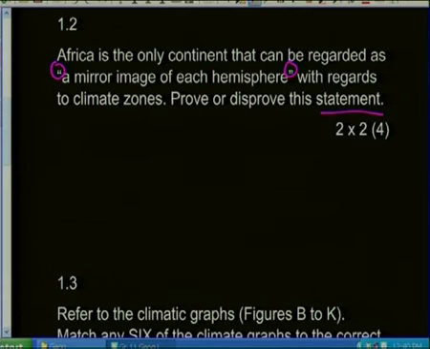And because we are asking you a 2 times 2 question, it means you're going to give us an answer and elaborate or substantiate or justify or explain or give reason. Okay. So for 4 marks here, you need to say that this is a true statement. Africa is indeed a mirror image to the north and the south of the equator when it comes to climate zones.